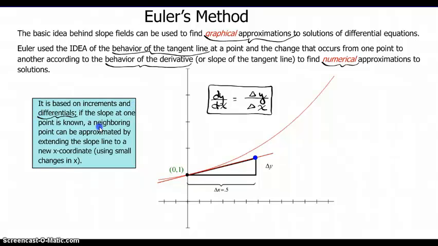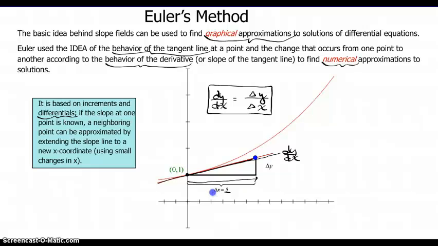If the slope at one point is known, a neighboring point can be approximated by extending the slope line to a new x coordinate using a small change in x. So he said if I have the derivative function and I have a point, I can find the slope through that point, dy/dx. And then I can go over a small horizontal distance. Here we show a distance of 1/2.